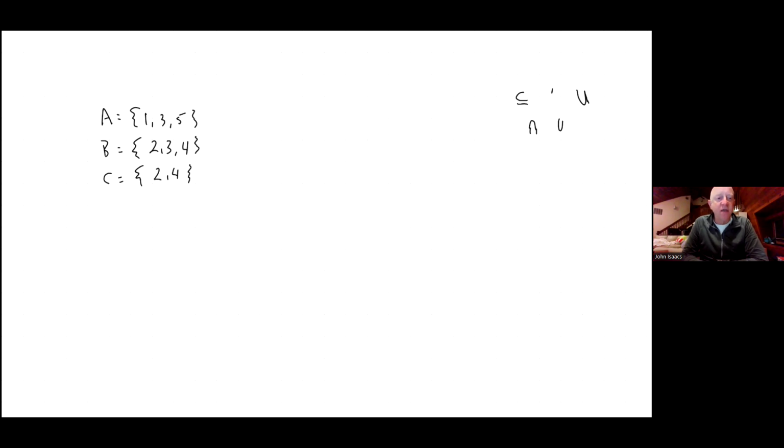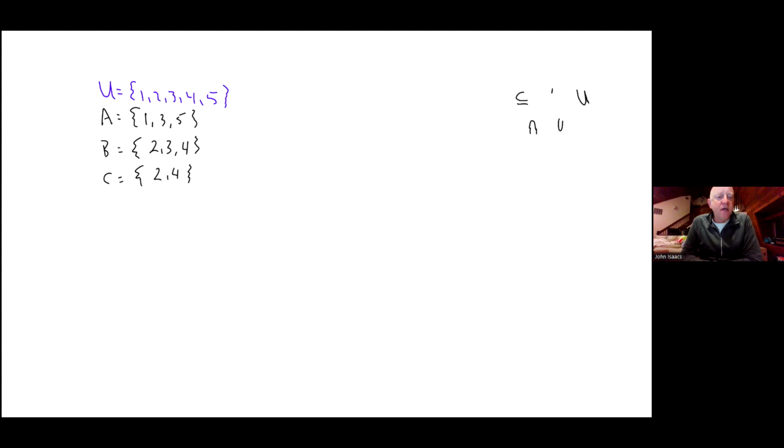Set A is defined as 1, 3, 5. Set B is defined as 2, 3, 4, and set C is defined as 2, 4. If you had to define the universal set, you could define it from these. Usually, to be honest, you're told what the universal set is, but we can assume the universal set is equal to the set of 1, 2, 3, 4, and 5. Those are all the elements that are in the sets A, B, and C.